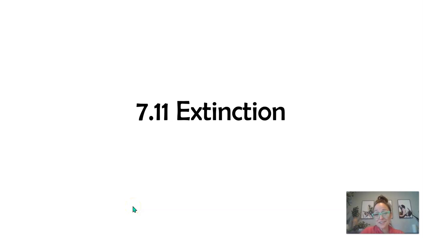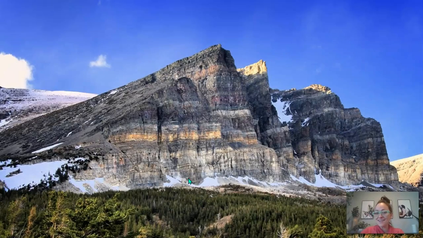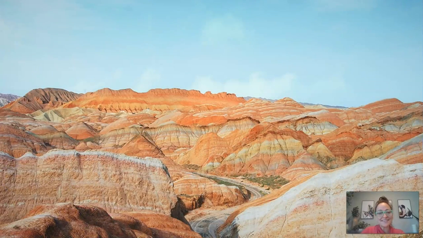Okay, so this hopefully short video is about extinction for AP Bio topic 7.11. So let's go ahead and look at some pretty pictures of some rocks. And what I'd like you to notice in each of these pictures are the beautiful rock layers.